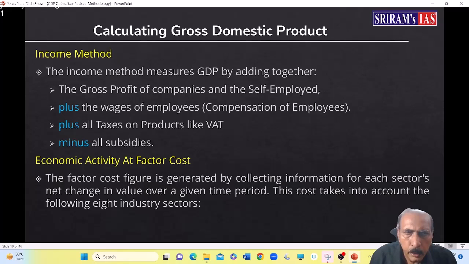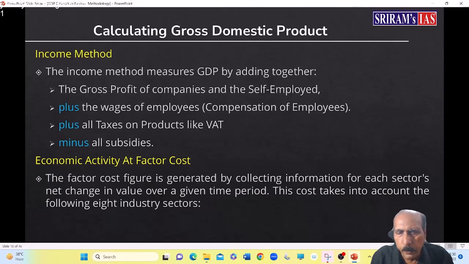In the income method, we measure the GDP from the point of view of the rewards paid to the various factors used in the process of production. And we know that under restrictive assumptions, the rewards paid to the factors should be equal to the value of the output produced.